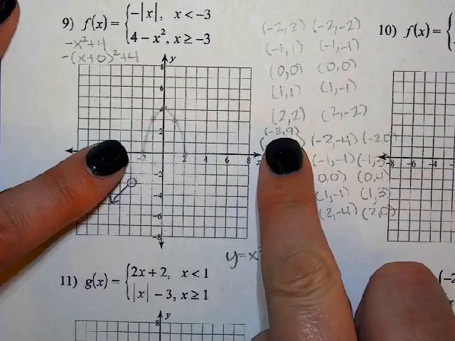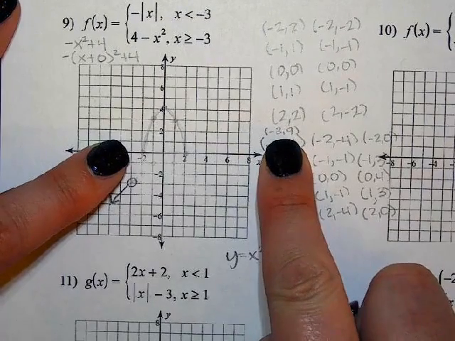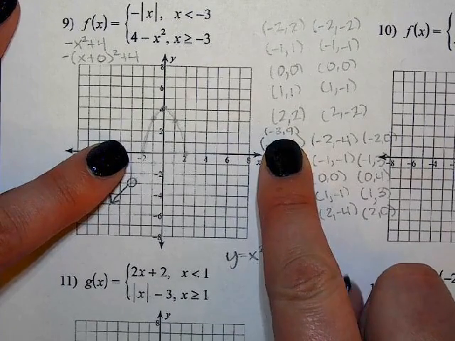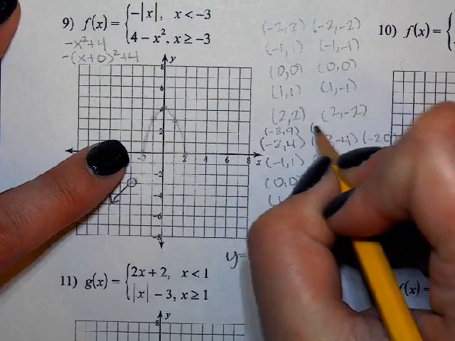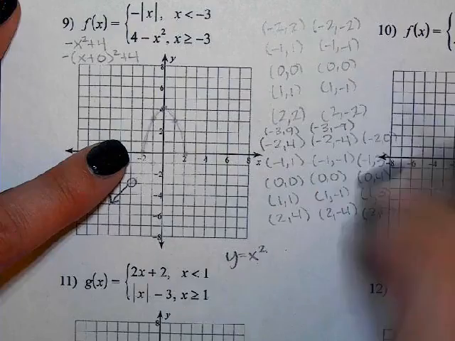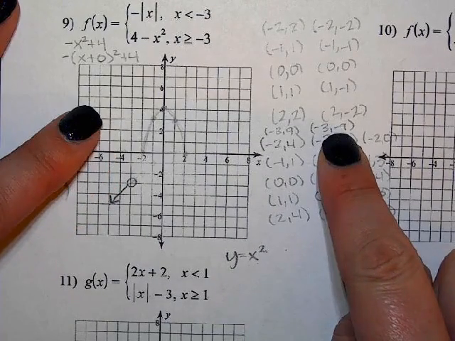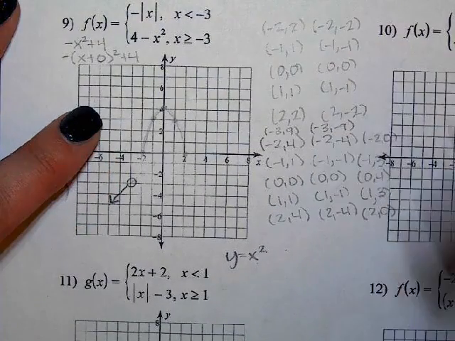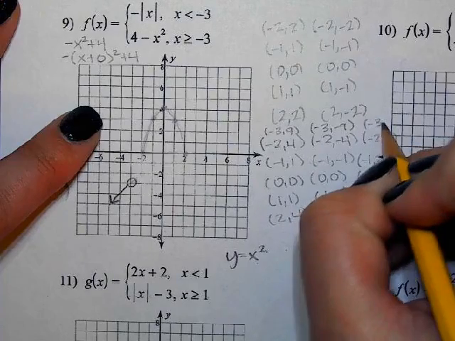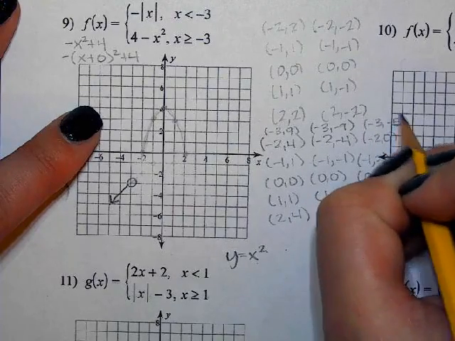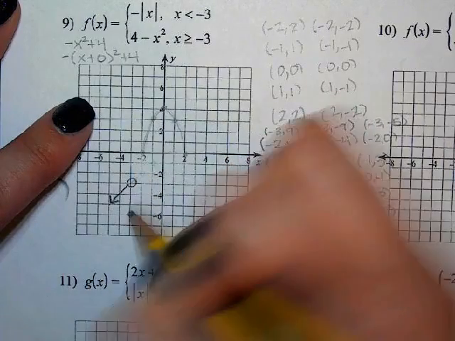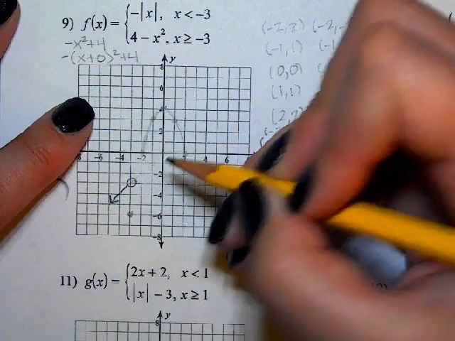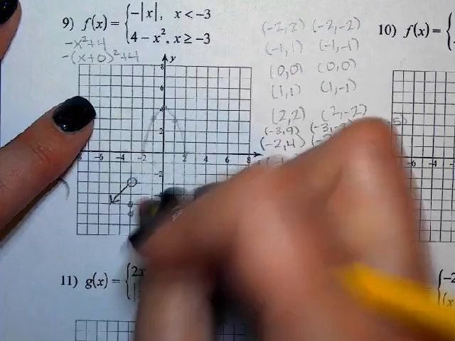If I do the reflection over the x-axis, what does that point become? Negative 3, negative 9. And then if I take that point and shift it up 4, what does it become? Negative 3, negative 5. Okay. Negative 3, negative 5. It's right there. Negative 5. Thank you.